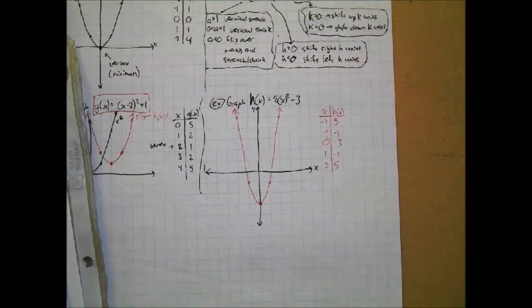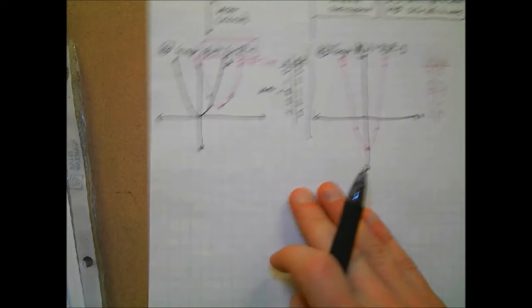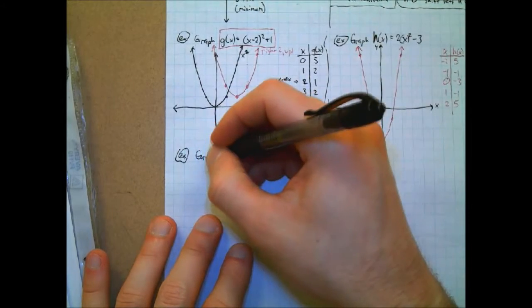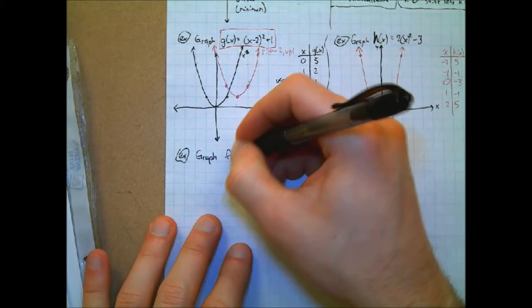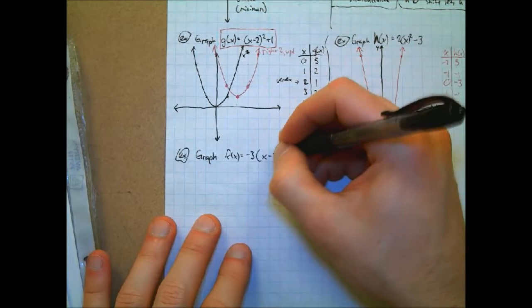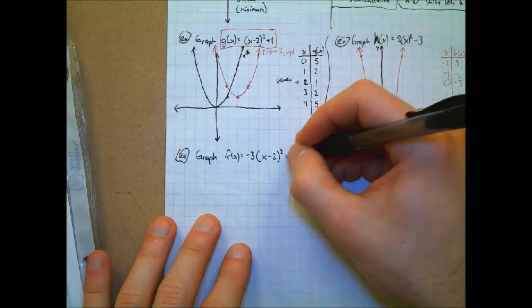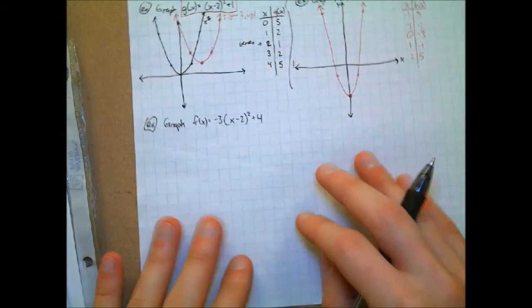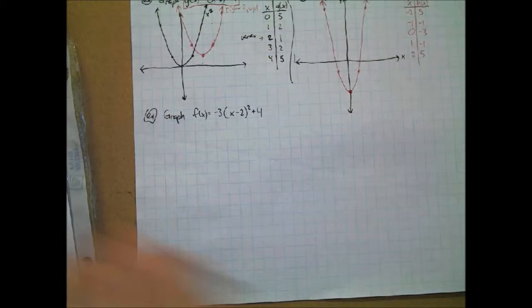All right, we'll do one more here, and then I'll get you guys started on the review, which will have some graphing on it too. Okay? One more here. All right, last one, let's graph f of x equal to negative 3 times x minus 2 squared plus 4. Okay, so this has got every kind of transformation that we're going to have to be responsible for.